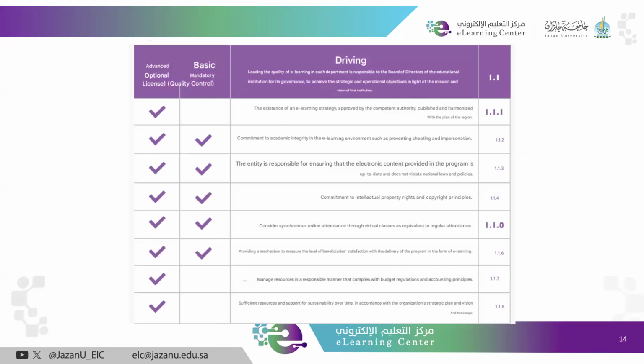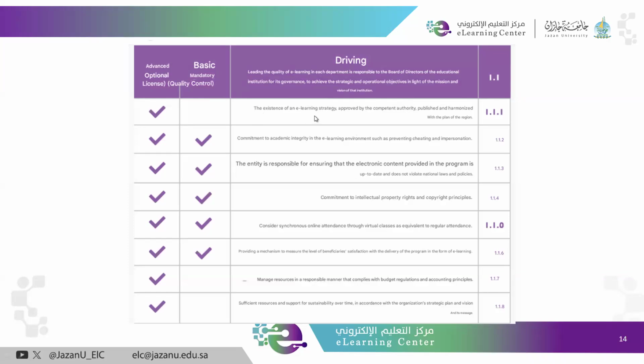So this table presents a quality control checklist for e-learning programs, detailing requirements for both basic, which is required for license, basic or mandatory, and advanced, which is here in the next column, advanced standards, which is optional. So the driving section at the top suggests that each of these elements is essential for maintaining quality in an e-learning program, with responsibility assigned to leadership within the educational institution to ensure alignment with the organization's mission and goals. So, what are these standards?